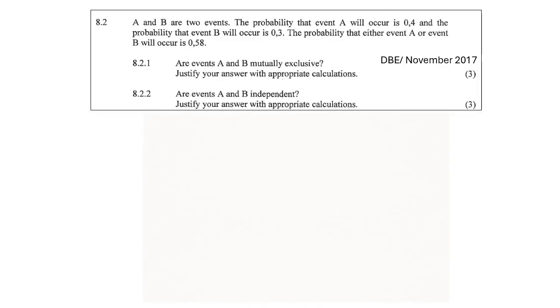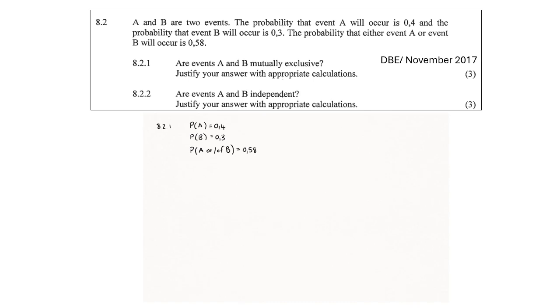In this question, we will see the difference between mutually exclusive and independent events. They say A and B are 2 events. The probability that event A will occur is 0.4, and the probability that event B will occur is 0.3. The probability that either event A or event B will occur is 0.58. And we first need to determine whether events A and B are mutually exclusive. Remember, for mutually exclusive events, the probability of A and B is equal to 0.